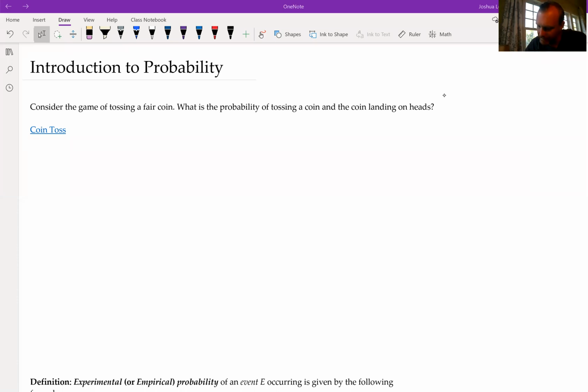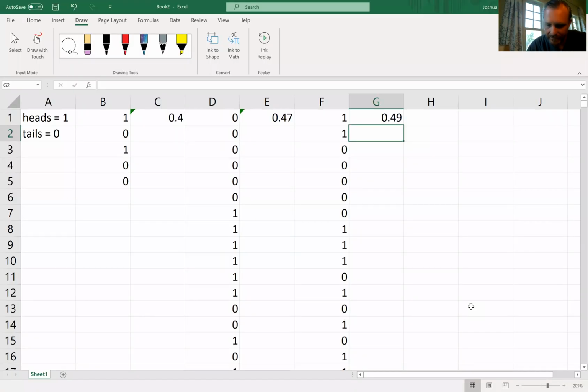So what I've done is I've created a simulation, and I want to show you what this simulation is. I've decided to make heads the value 1 and tails the value 0. And then I've told Excel to go ahead and flip or toss the coin, in this case, 5 times, and then figure the probability. I got 2 heads out of 5. 2 over 5 is 0.4.